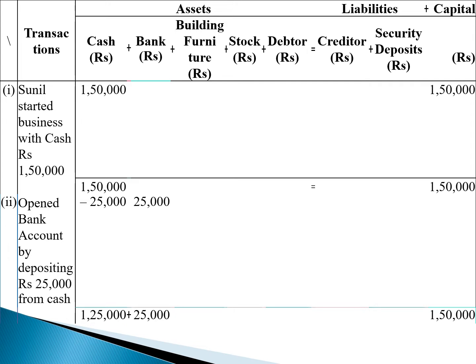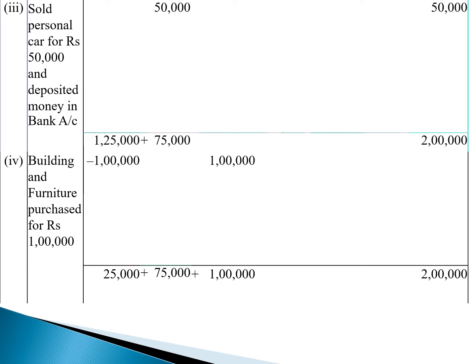1,25,000 plus 25,000 is equal to 1,50,000, which is the capital amount. Third transaction is sold personal car for rupees 50,000 and deposited money in bank account. So 50,000 is added in bank and the same 50,000 is shown under capital also. Coming to the fourth transaction, building and furniture purchased for rupees 1 lakh. So 1 lakh is reduced from cash and 1 lakh is added in building and furniture.